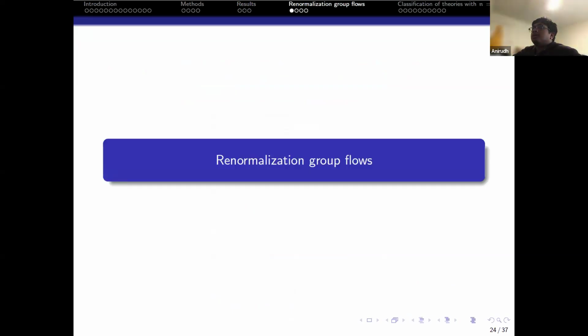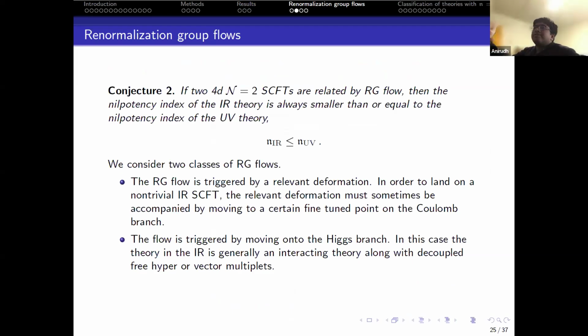Okay, so now let me give you a few examples of RG flows. It's mostly a conjecture. So again, the UV n should be greater than or equal to the IR. There are two classes of RG flows that we discuss. The first one is where you do a relevant deformation and then you also tune your Coulomb branch parameter so that you land on the correct SCFT in the infrared. And the second kind of RG flow that I'm going to give examples for are Higgsing. Higgsing means moving on the Higgs branch, basically giving vevs to Higgs branch operators. In this case, usually you find an interacting theory and a bunch of free theories along with the interacting theory. So I'll give examples that will make this clear.